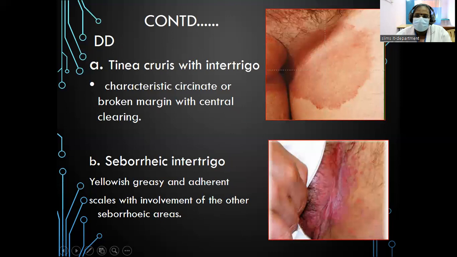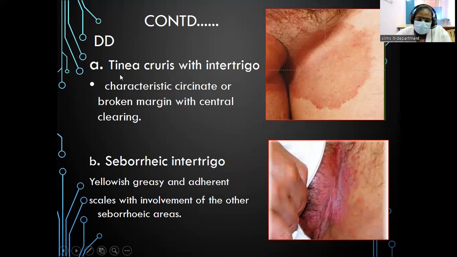Differential diagnosis for flexural candidiasis is commonly another superficial fungal infection called dermatophytic infection. Dermatophytic infection of the crural fold, we will be calling it tinea cruris, characterized by circinate or broken margin with central clearing. This is the classical morphology of tinea cruris, a circumscribed plaque with central clearing and peripheral advancing margins.